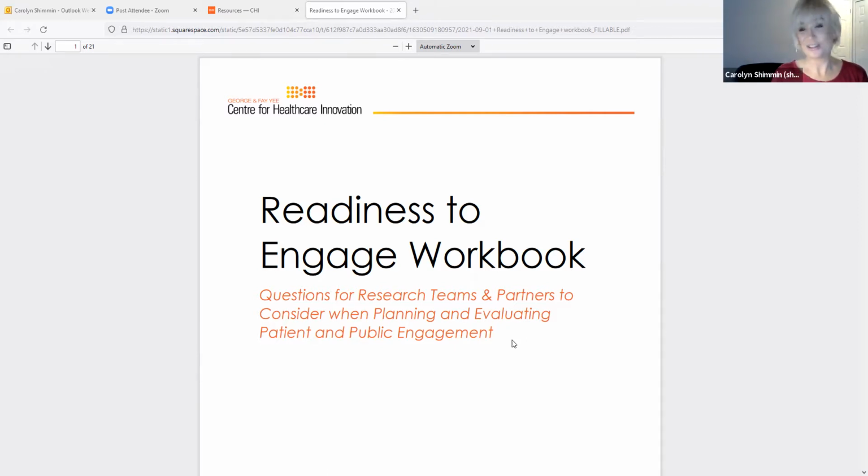And this is a wonderful workbook that you can fill out. It's a fillable PDF. And it's intended for all research team members, so people with lived experience, as well as health researchers, clinicians, policymakers, and everyone who makes up the research team. And questions can be done both individually. So there'll be some questions at the very beginning that you'll be asked to do on your own. And then there are questions to be done together as a team.